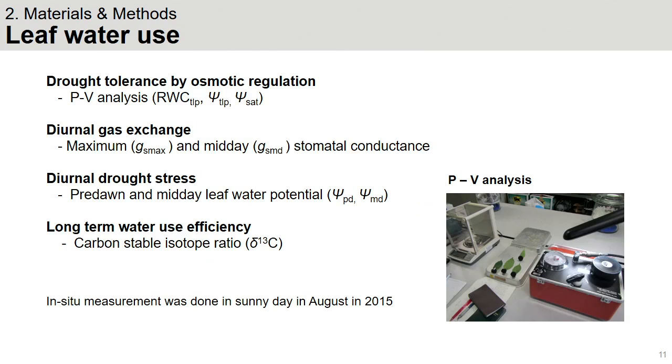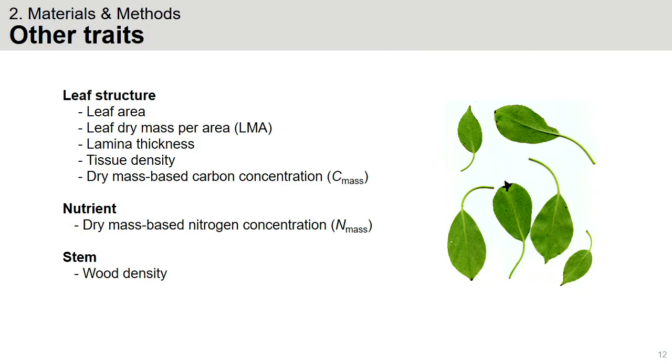For leaf water use, we measured four items here. Drought tolerance by osmotic regulation, which was quantified by pressure-volume curve analysis. And we measured the stomatal conductance before noon, at midday. And also the leaf water potential at pre-dawn and midday. Finally, we measured the lamina carbon stable isotope ratio to infer the long-term water use efficiency. For other traits, we measured functional traits, including leaf mass per area, dry mass nitrogen concentration, or density.